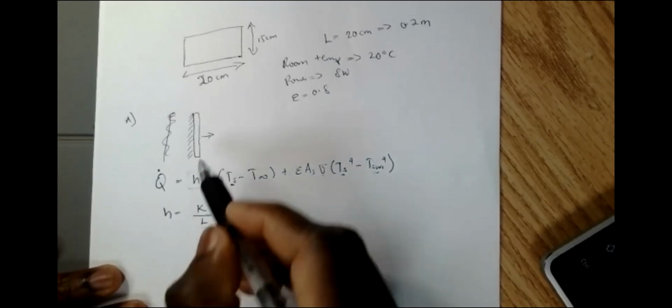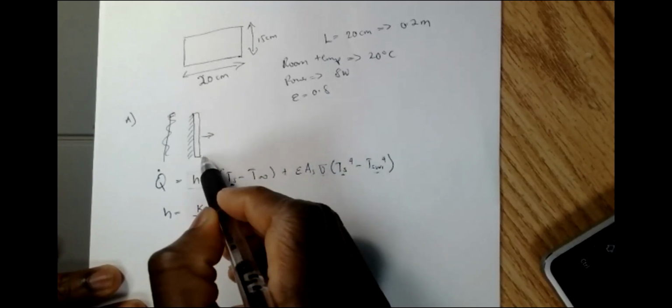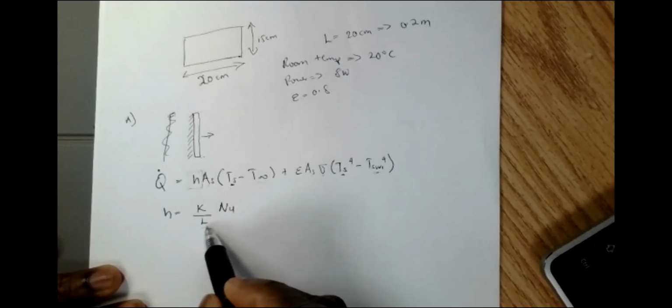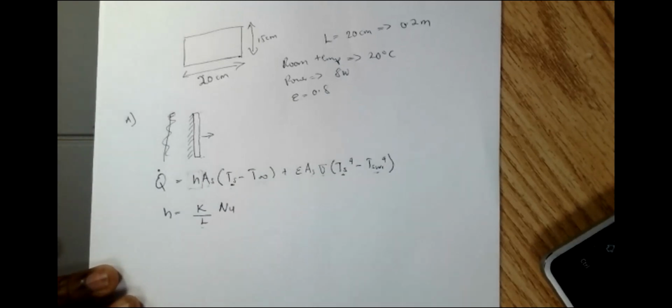We've been given the length, which is the height of our board in this case, the characteristic length. I'll show you that in the textbook. Then the only other thing now is to find a Nusselt number. Now, if you take a look at the table, let me share my screen with you right quick. Table 9.1.